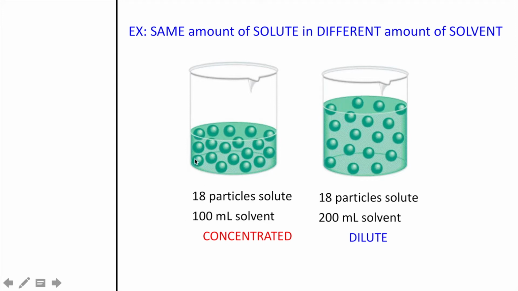We call this a concentrated solution because it has a certain amount of solute for a smaller amount of solvent. Whereas over here we have the same number of particles but in twice as much volume of the solvent. So because of this, we have more solvent for the same amount of particles. We would call this solution dilute.